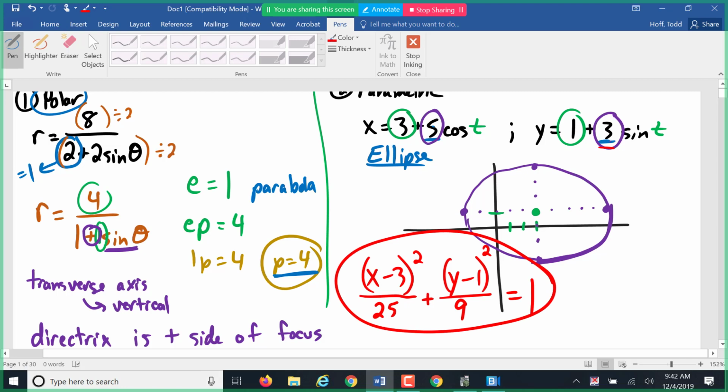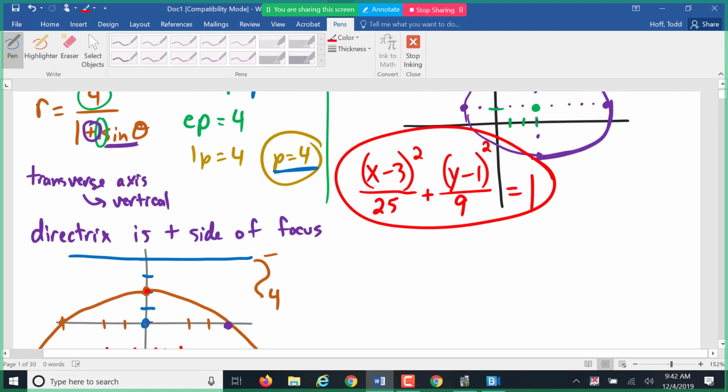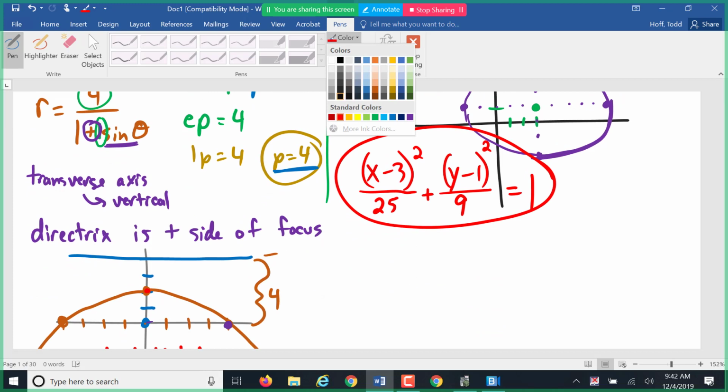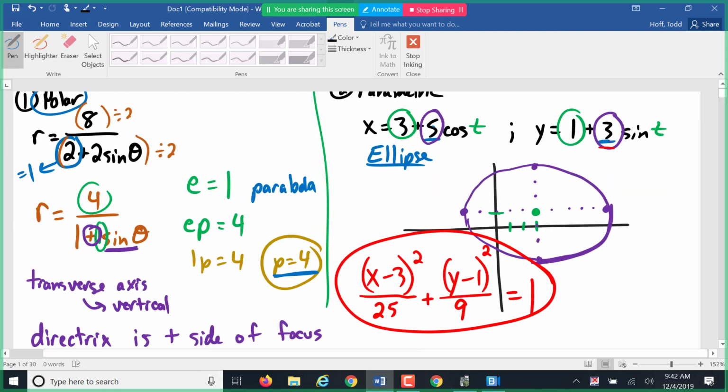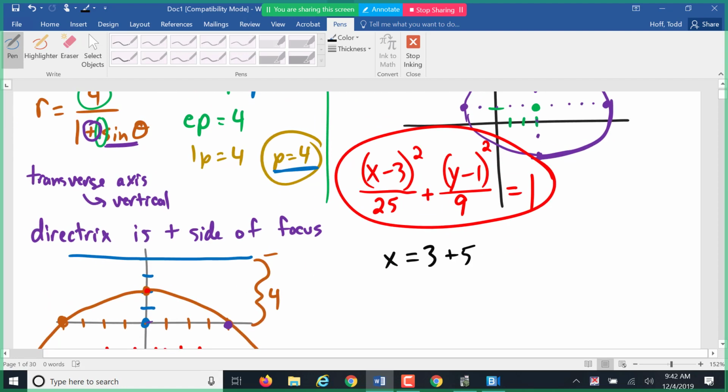Now we could come up with that algebraically rather than looking at the graph if we liked. Let me rewrite these equations. x equals 3 plus 5 cosine t, and y equals 1 plus 3 sine t.